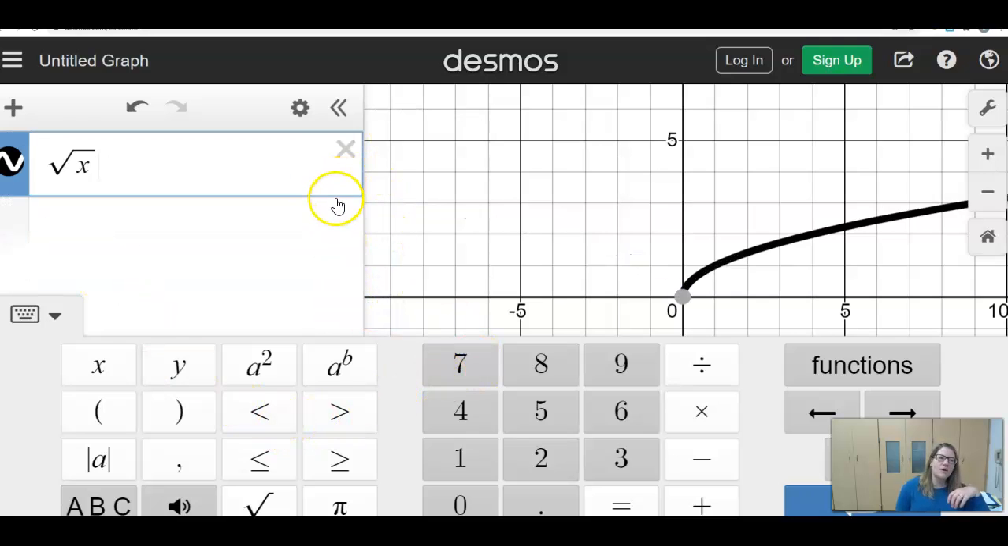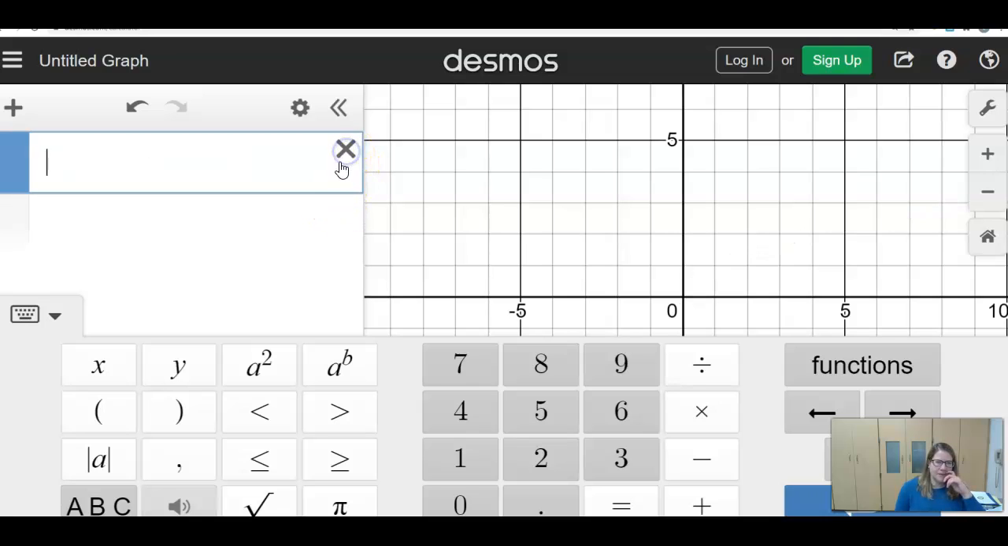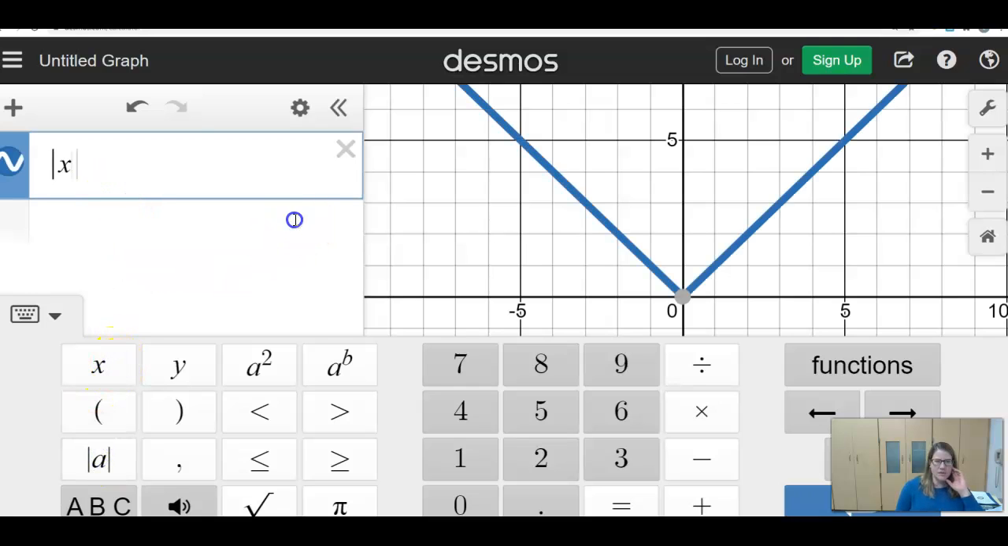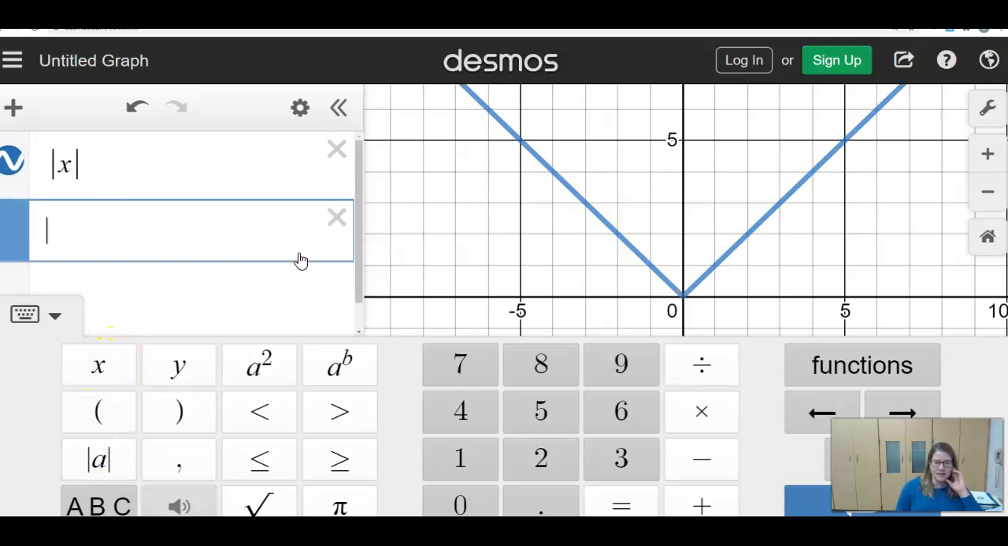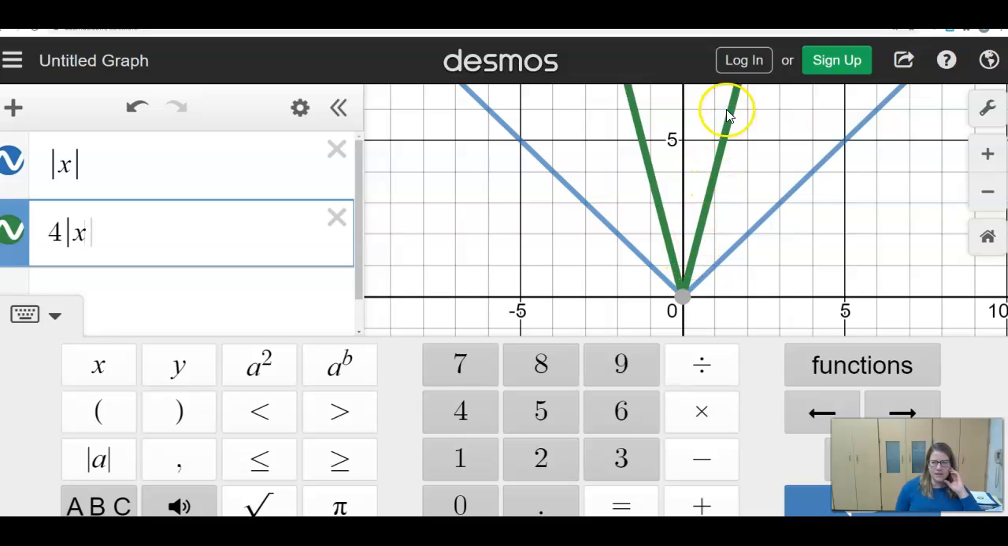Okay, so now we're going to talk about what happens if I multiply a number out front, and maybe we'll do absolute value of x for this one. So there's my parent function, absolute value of x. Now if I multiply a number on the outside, like 4, okay, notice that that made this a lot skinnier. And remember, if something is on the outside, it's a change on the y-axis, so it's a change up and down.